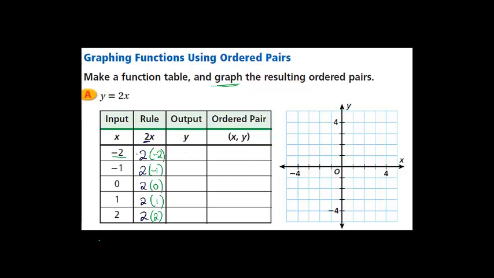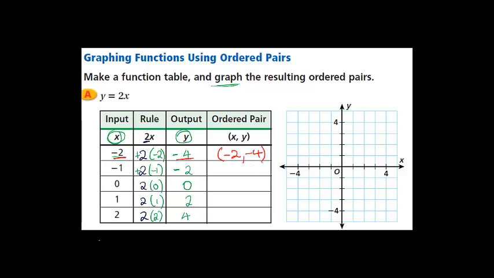So I know that a positive times a negative is going to be a negative, and 2 times 2 is 4. I know a positive times a negative is a negative, and 2 times 1 is 2. I know 2 times 0 is 0. 2 times 1 is 2. 2 times 2 is 4. So now I've got my x values and I've got my y values. I'm going to write an ordered pair. So my ordered pair is going to be x is minus 2 and y is minus 4.